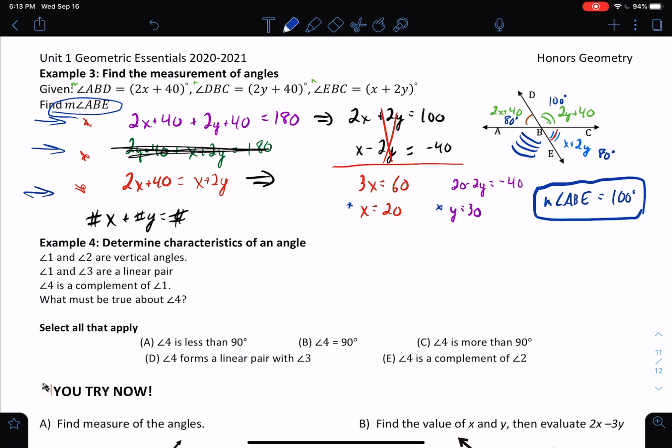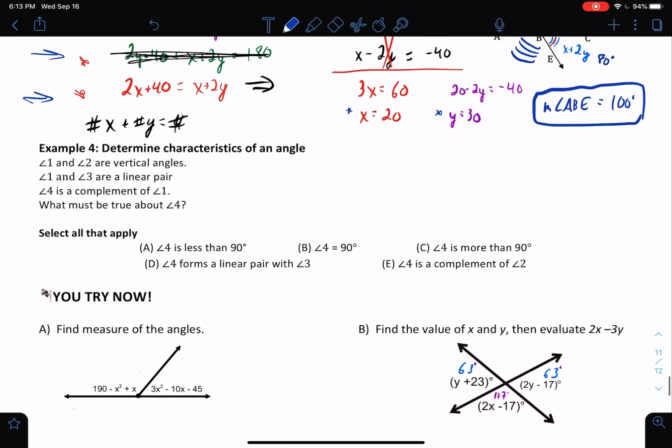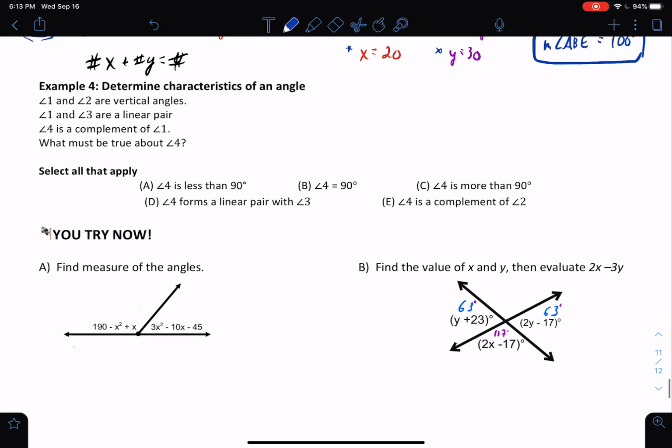Okay, so an involved problem there that involved not only knowing our angle relationships, but also setting up a system, solving it, plugging it back in, and going from there. All right, let's do one more example. So determine characteristics of an angle. Here I'm going to give you a bunch of information, and we're going to have to see what we can conclude about a certain angle.